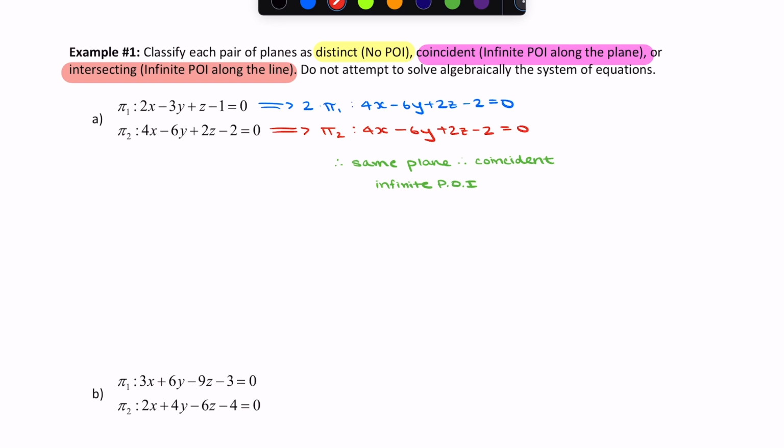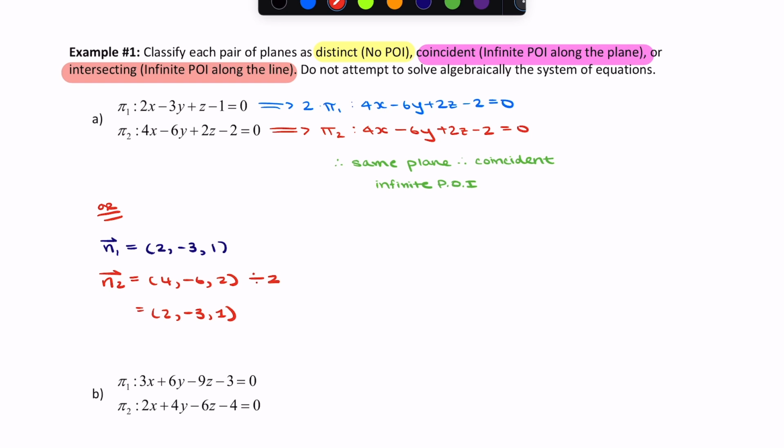Another way that we can solve this is we can look at the normals. So again, here are the normals. For plane number 1 it would be 2, -3, and 1. And the normal for plane number 2 would be equal to 4, -6, and 2. If we take that and divide that by 2, that'll be equal to 2, -3, and 1. So here we see that they have the same normal.